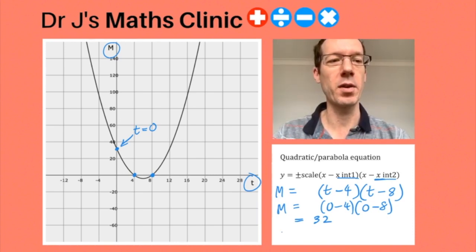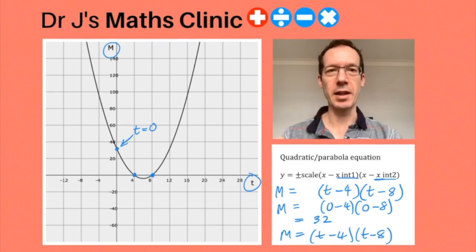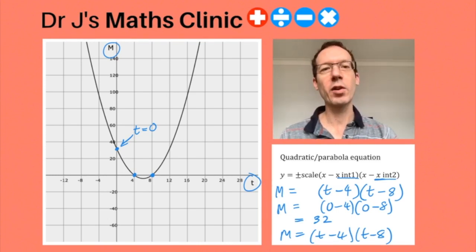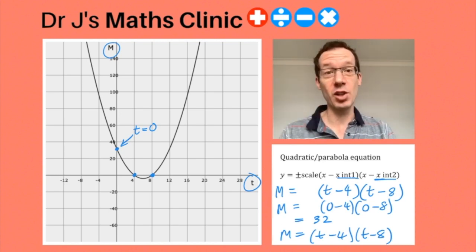I'm just going to repeat what I wrote above. M equals bracket t minus 4 bracket t minus 8. I'm done. In the next example, we'll have a look at one where you do actually have to adjust the scale. But I wanted to start with one where you don't. Make sure you've got that all sussed.